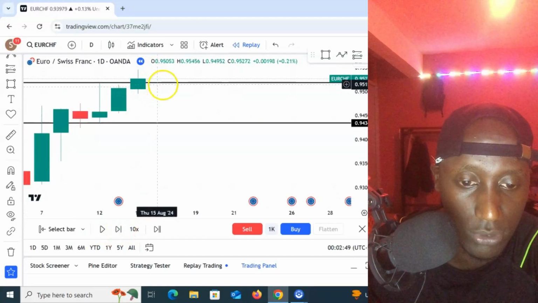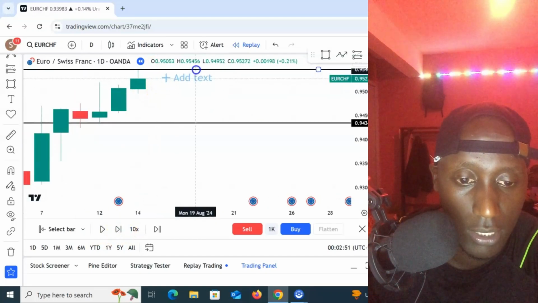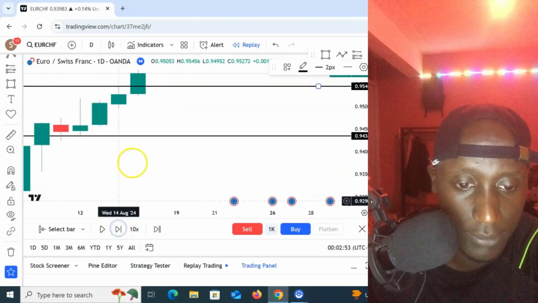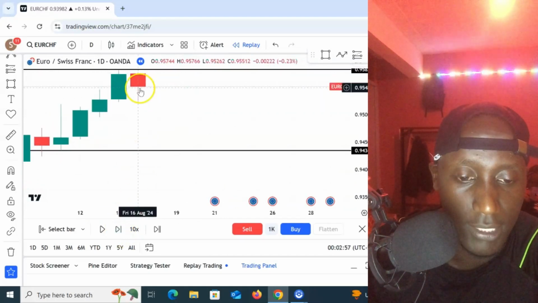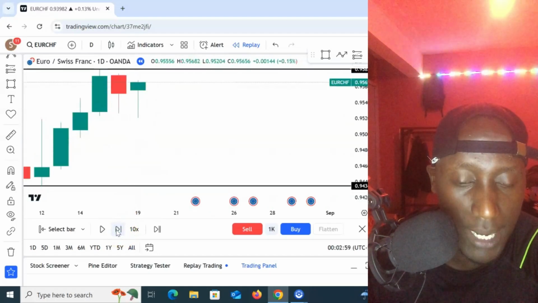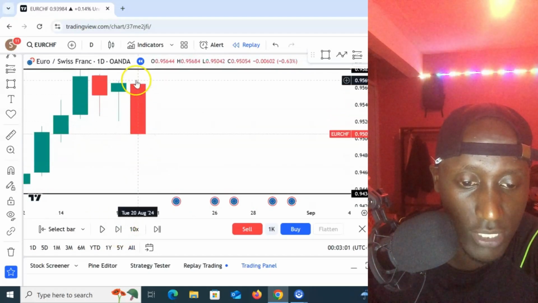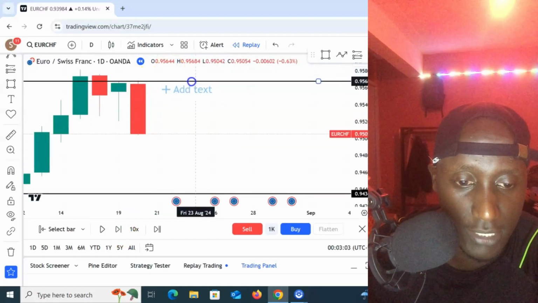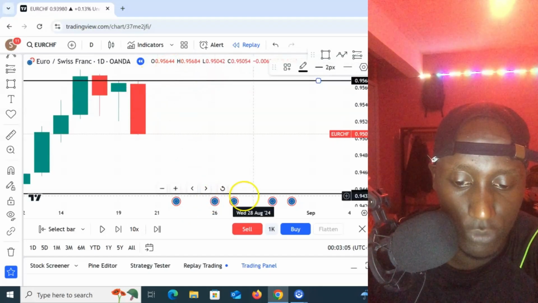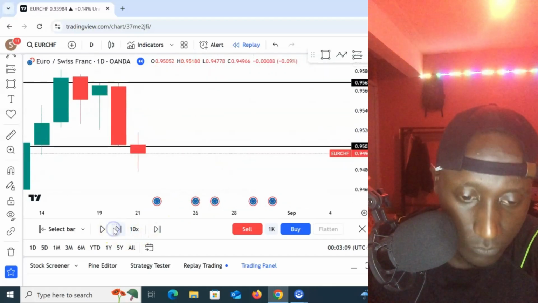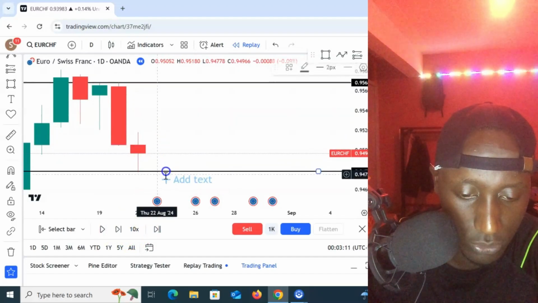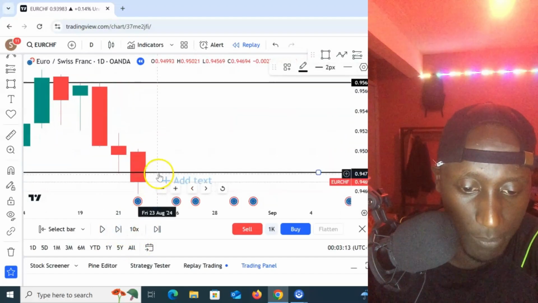Wednesday is a breakout. And then Thursday is a breakout. And then Friday is an inside day. Monday is an inside day. Tuesday is a breakout. Then we start the process again. So we've not gotten a trade in that week. So we have our high, we have our low.